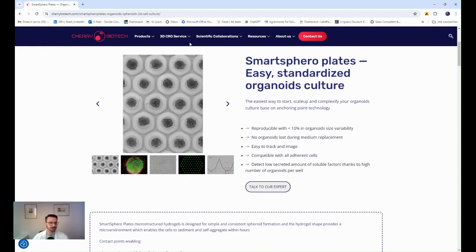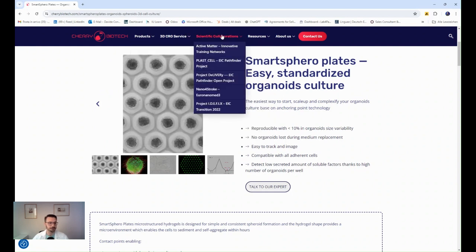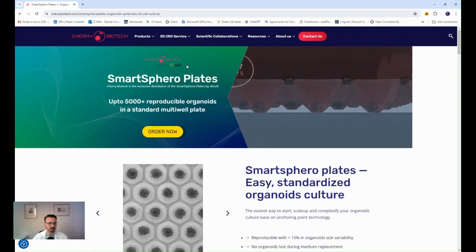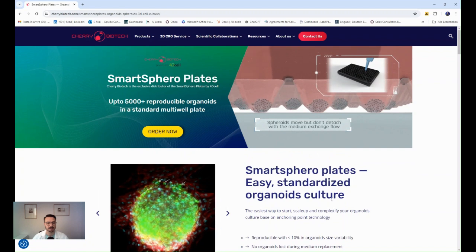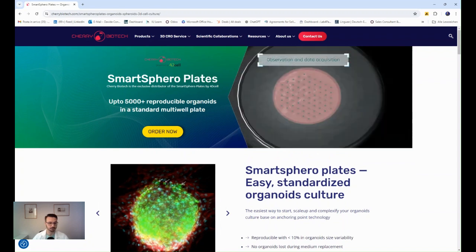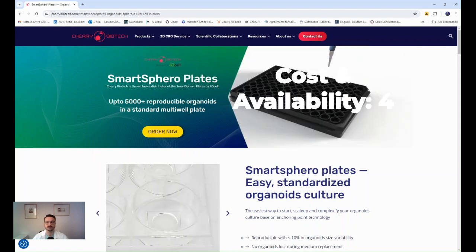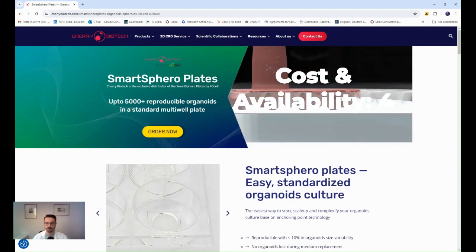They're also working with another company for these collaborations, so the 4D Cell company, and they're working really well. They have a good availability of the system, so for this we will give it a good 4.